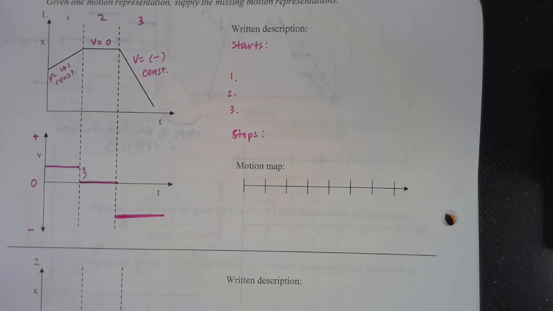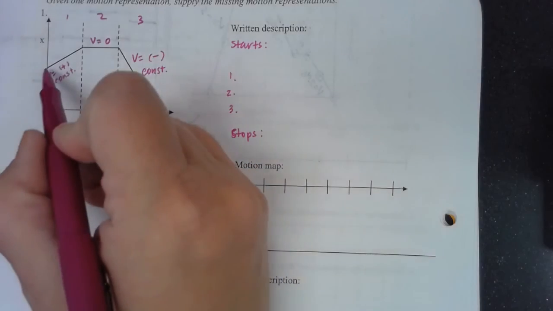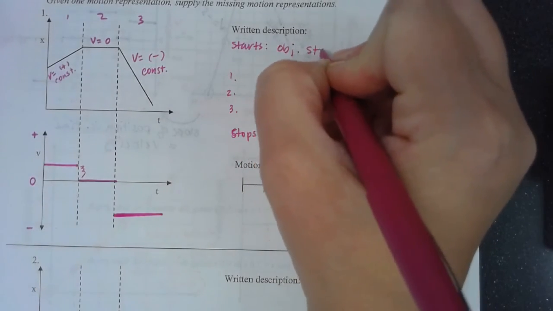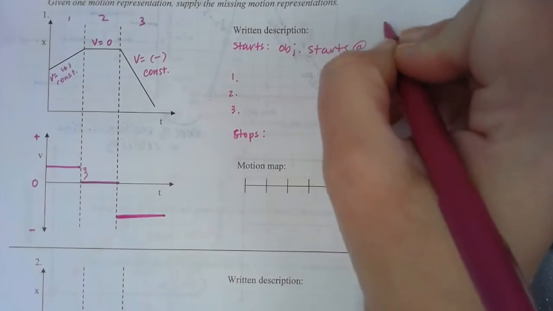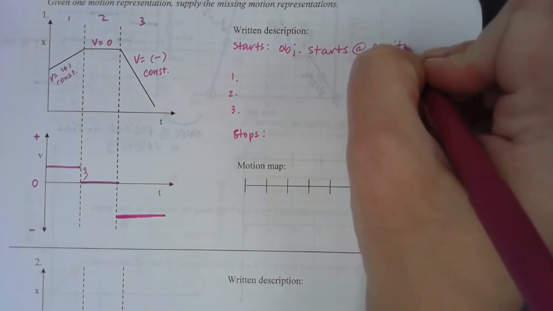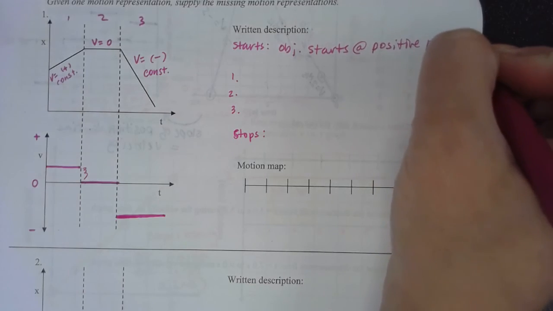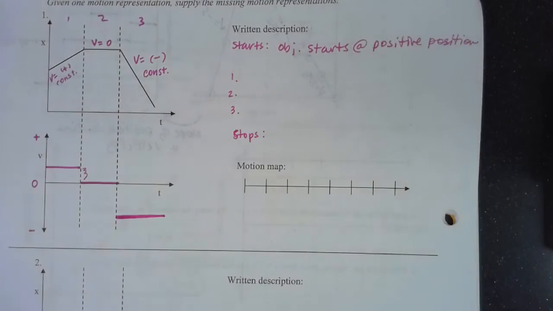So what can we say about the start? Does it start at 0? No. No, it starts at a positive position though, right? We don't even have a value for that. So I'm just going to say my object starts at a positive position. There's lots of ways that you can write this and it'd be okay. The object starts away from the origin. The object starts somewhere that's not 0. There's lots of things you can say and be right there.